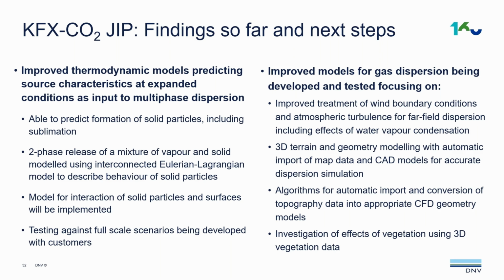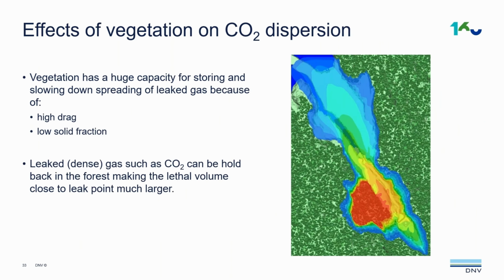And I would like to spend just a bit more time on that last part, showing you the effect of vegetation on gas dispersion. So a forest creates a large wind drag, whilst only a few % of the volume is occupied by solid. This enables holding back and slowing down the spreading of gas. For dense gas, such as CO2, this also means that higher concentration of CO2 remaining closer to the leak point can be much larger. And this is actually what is illustrated by the picture you can see on the right.